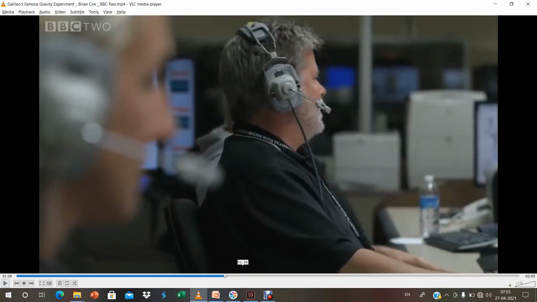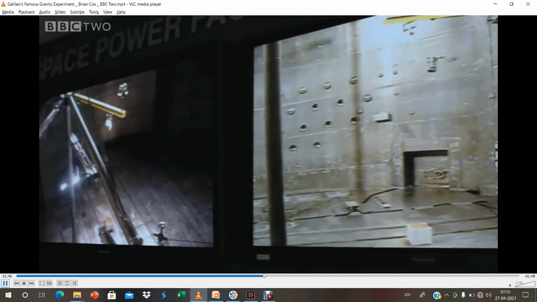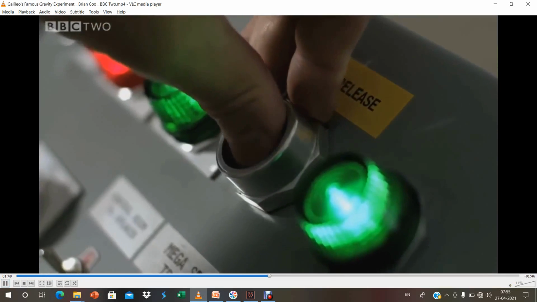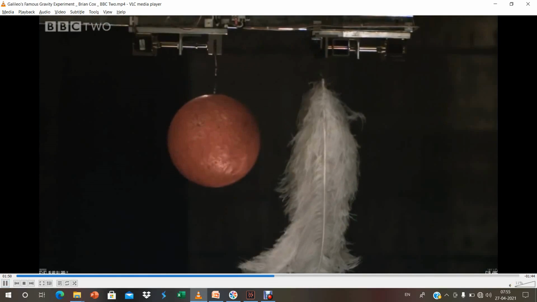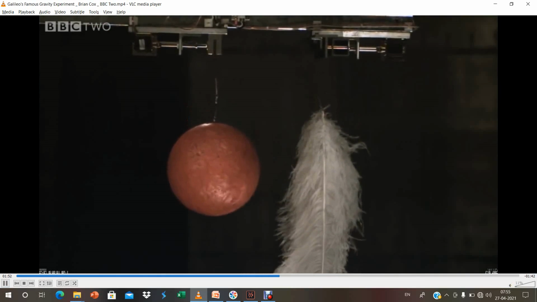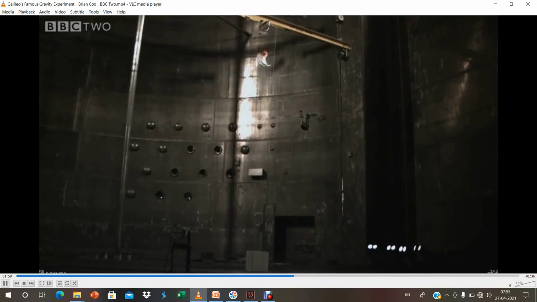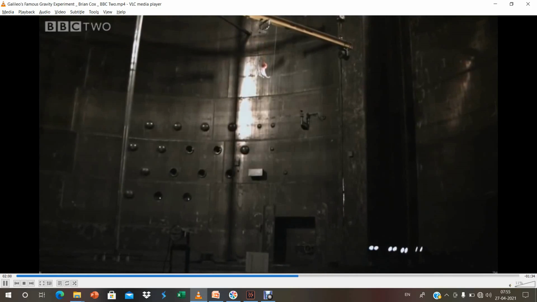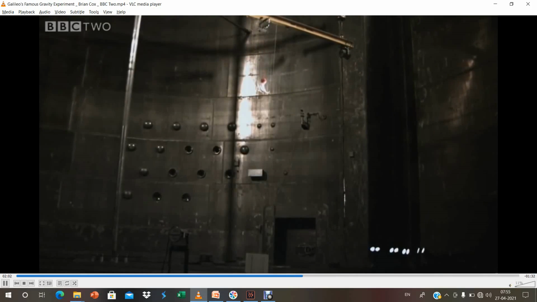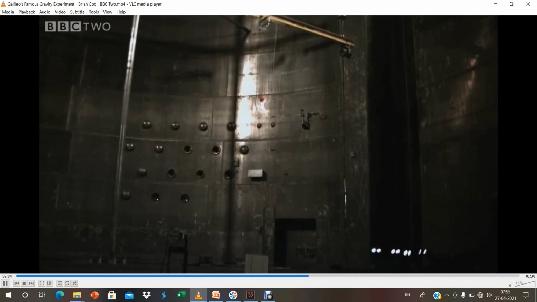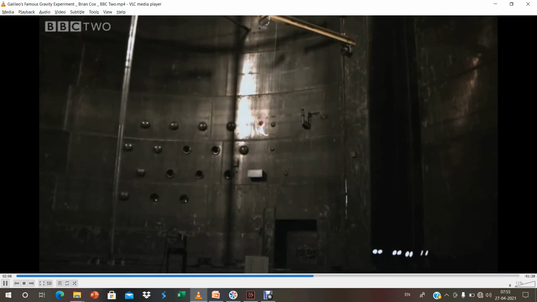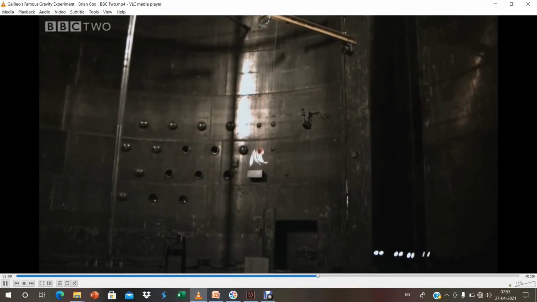Now they have done the second experiment. This is the second part of the experiment where they removed all the air from the room. They evacuated the room and created a vacuum and released the ball and the feather together, like what they have done during the first experiment. You can see that in this case both the feather and the ball descend exactly at the same time.